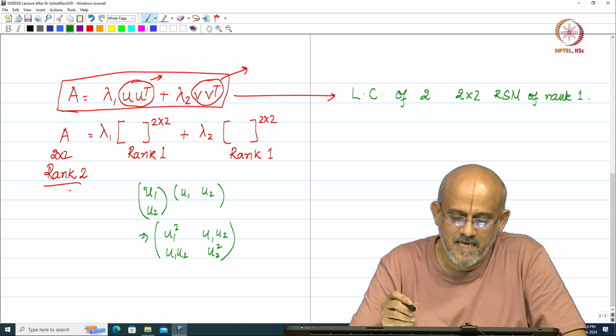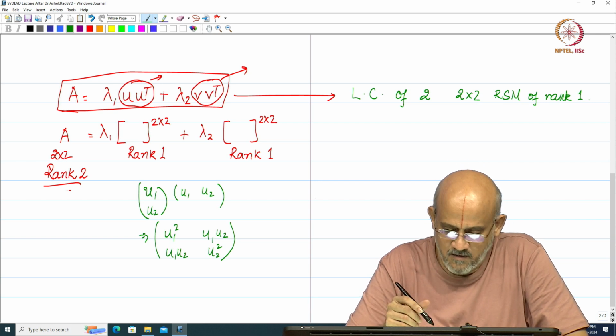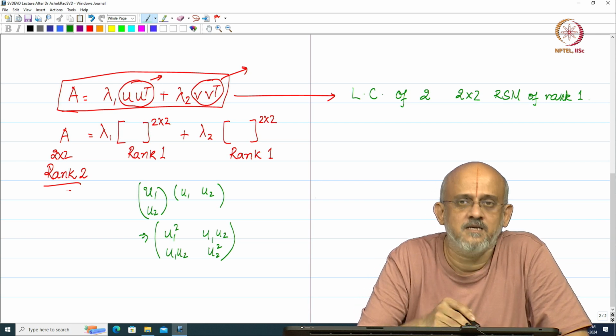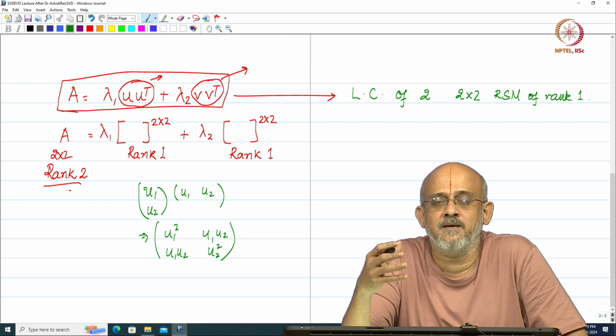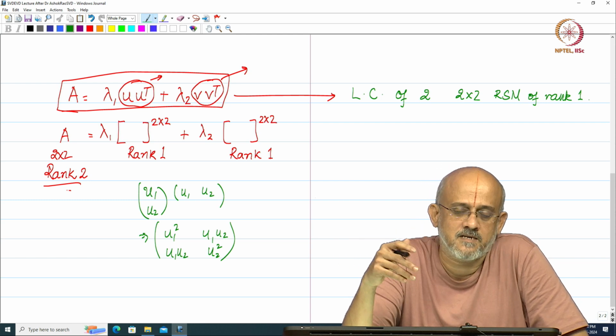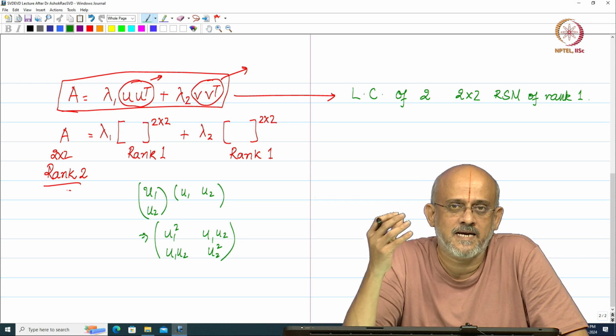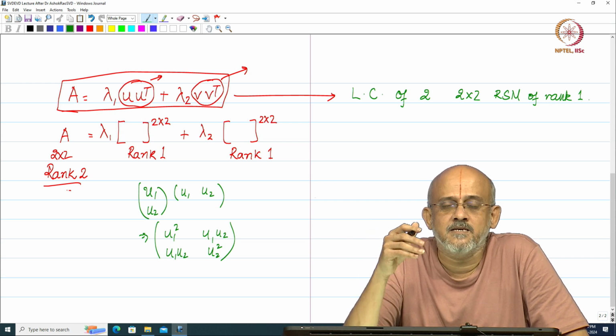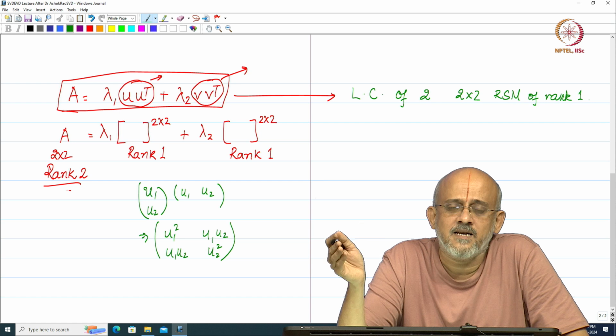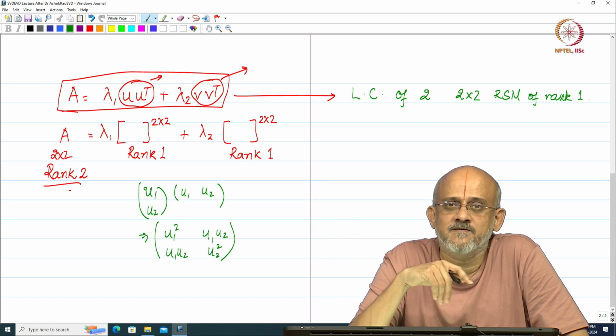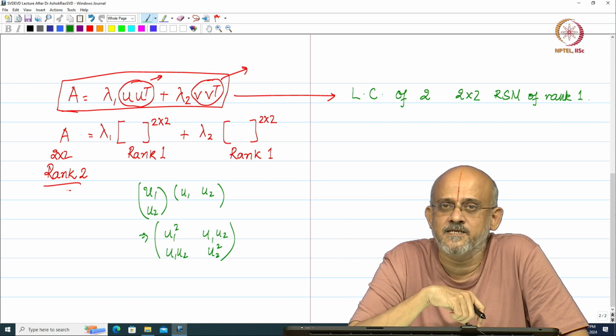So what we essentially say is, if I extend this to any n by n real symmetric matrix, let's say with distinct eigenvalues, you want to generate an n by n real symmetric matrix of rank n, you can actually generate it as a linear combination of n rank 1 matrices, changing these scalars.